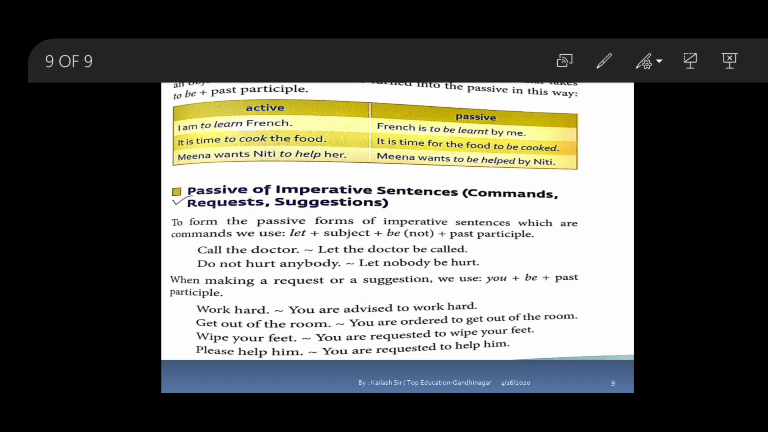While making a request or a suggestion, we use you plus be plus past participle. Work hard. You are advised to work hard. Get out of the room. You are ordered to get out of the room. Wipe your feet. You are requested to wipe your feet. Please help him. You are requested to help him.